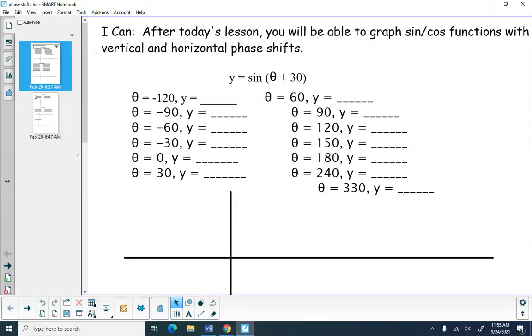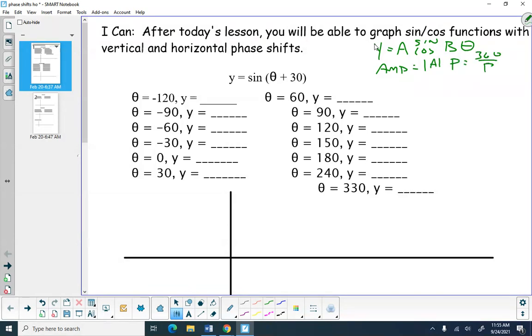What we talked about in previous classes is the general formula for what we know right now: y is equal to a sine or cosine of b theta, where the amplitude is equal to the absolute value of A. The period is equal to 360 divided by B.